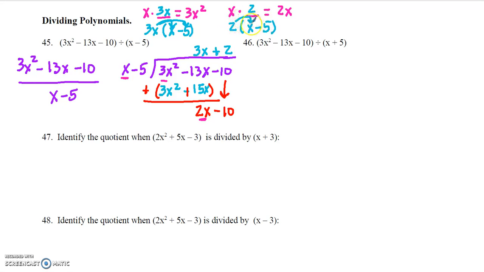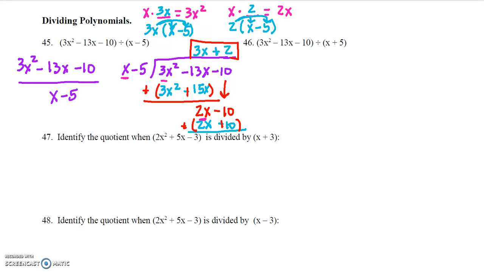So I'll distribute. 2 times x is 2x. And then 2 times a negative 5 is a negative 10. And then I should be subtracting. So again, if I do subtraction and then parentheses, I've got 2x minus 2x, which is 0. A negative 10 minus a negative 10. Again, if we do plus a positive, I have a negative 10 plus 10, and that's also 0. So my answer for number 45 is just 3x plus 2.